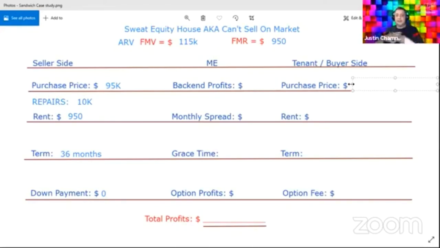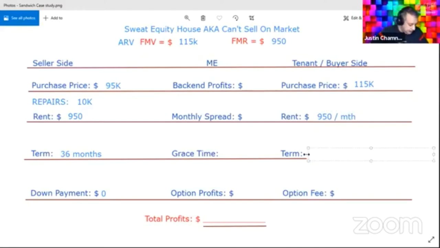The guy said yes. So I put it under contract with those numbers: $95,000. I know it needs $10,000 in repairs, $950 a month, 36 months, no down payment. Okay, great. So I found a tenant buyer that can go in and I set them up for the purchase price of $115,000. That's fair market value. The rent, I put him in there at $950 a month. The term, I put him in there for 24 months.